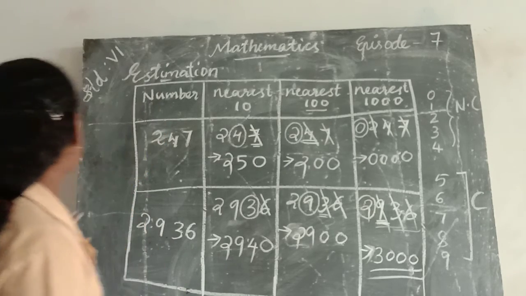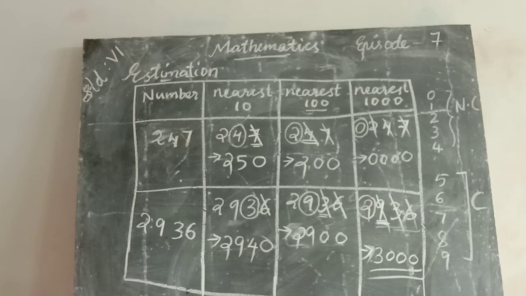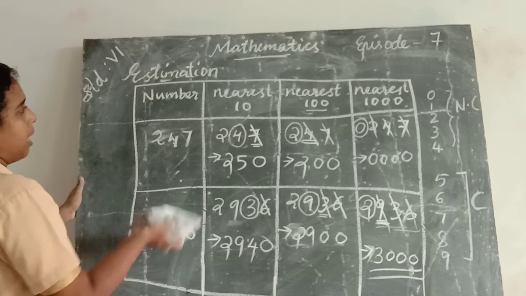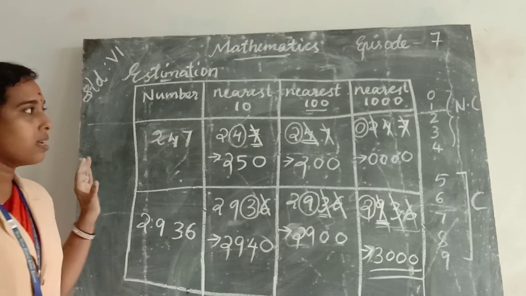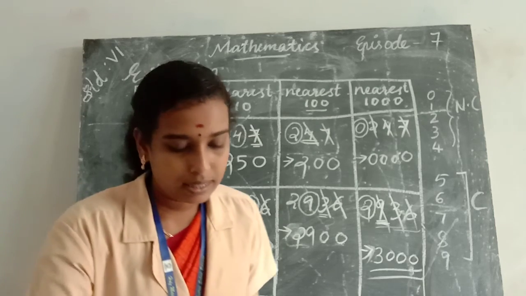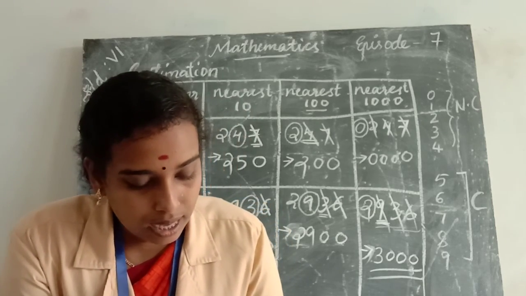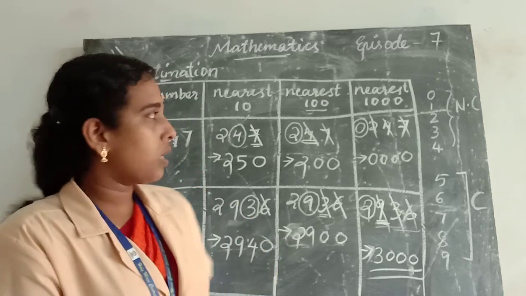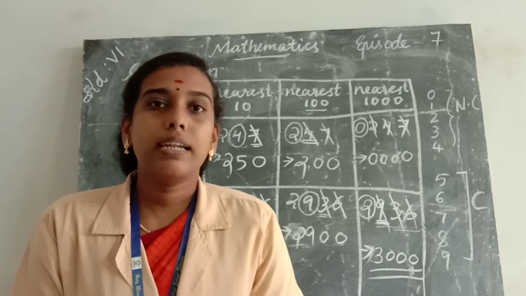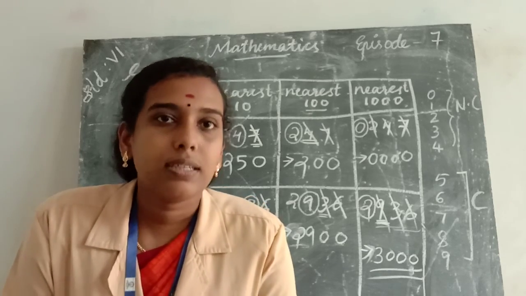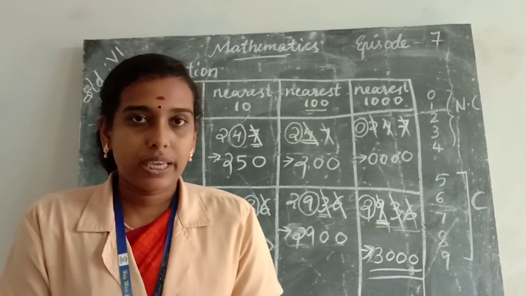So this is the easy way to find rounding of numbers to the nearest 10, nearest 100 and nearest 1000. And here is exercise 1.3, which is about estimation, that we will discuss in our next class. Study well. Okay, thank you.